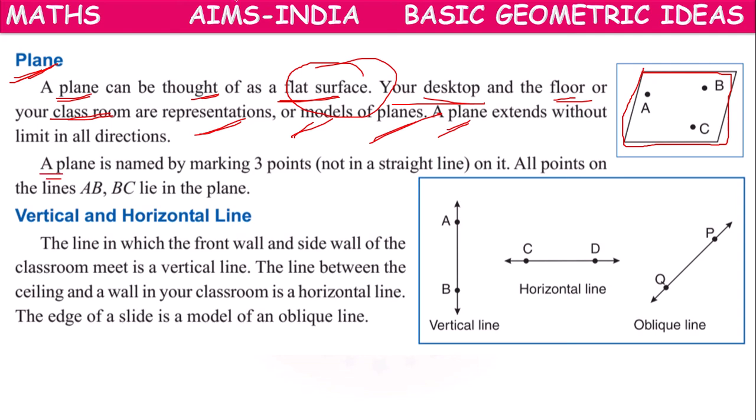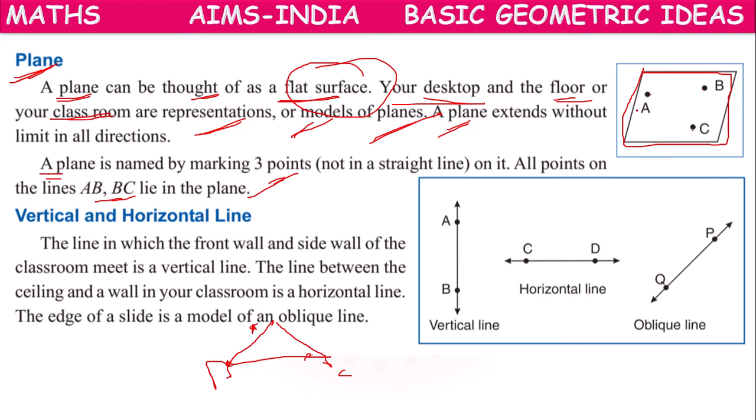A plane. If you have 2 points, we can draw only a line. But if you have 3 points like this, then we can represent those 3 points with the help of a plane. So A, B, C. If you have 2 points, we can draw only a straight line.